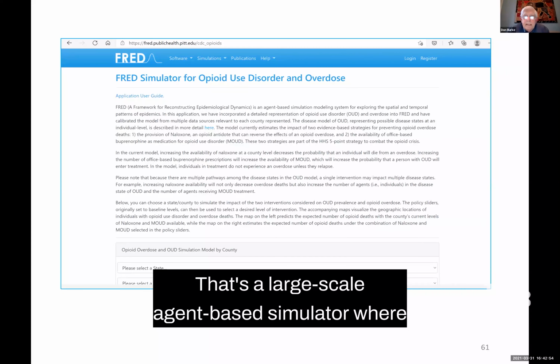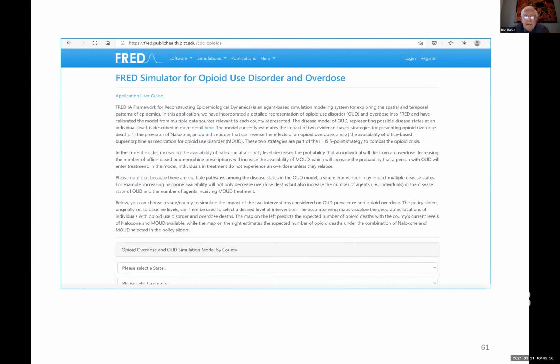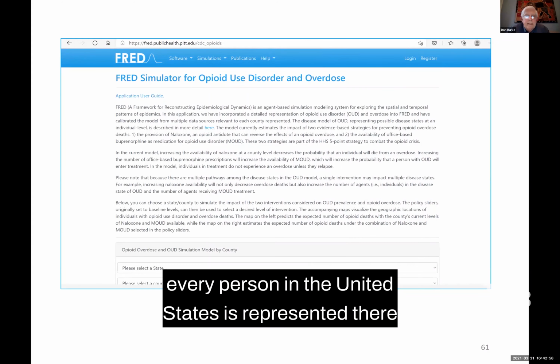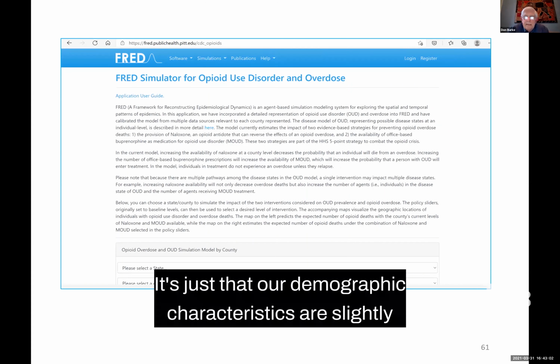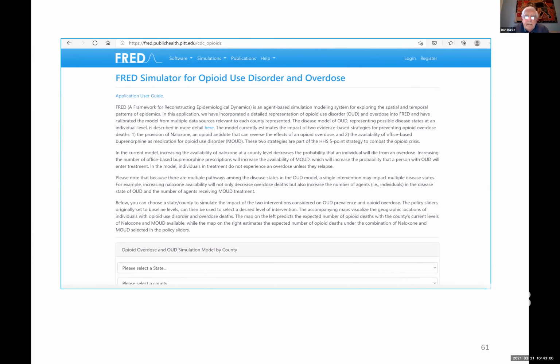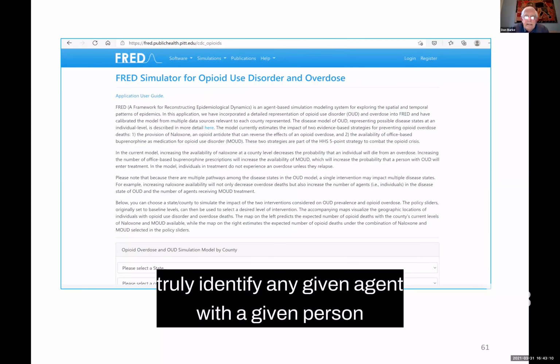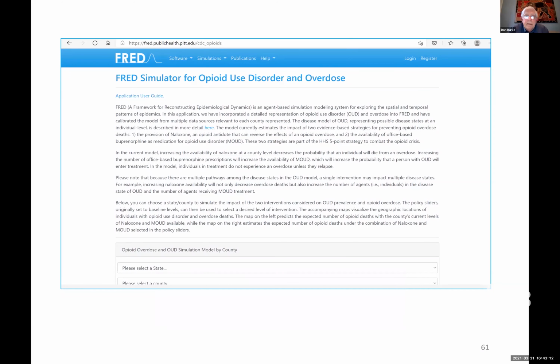That's a large-scale agent-based simulator where every person in the United States is represented. You and I are in there. It's just that our demographic characteristics are slightly altered so that we can't truly identify any given agent with a given person.